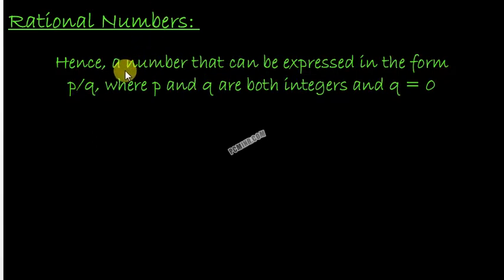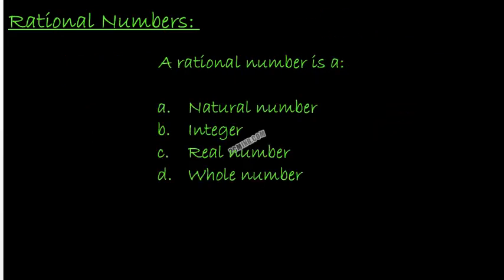And hence the definition would be: a number that can be expressed in the form p by q, where p and q are both integers and q is not equal to 0, then that number is called a rational number. Since we now know what a rational number is, let's do some questions based on rational numbers.